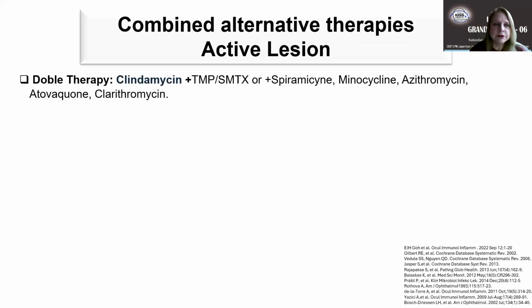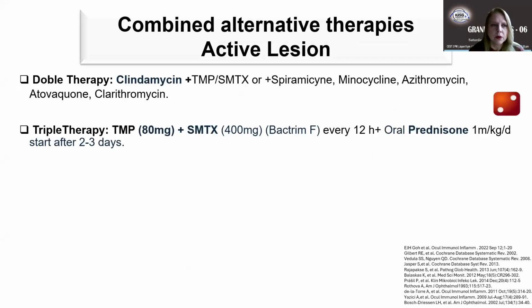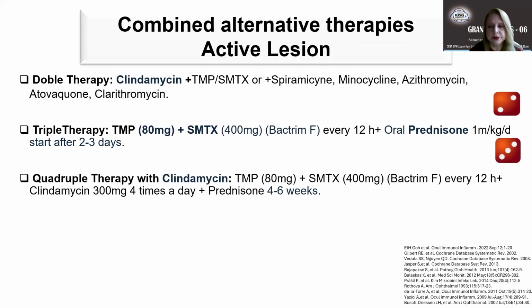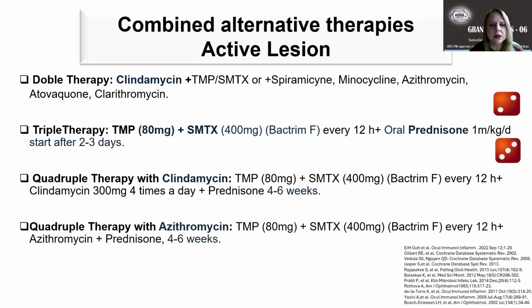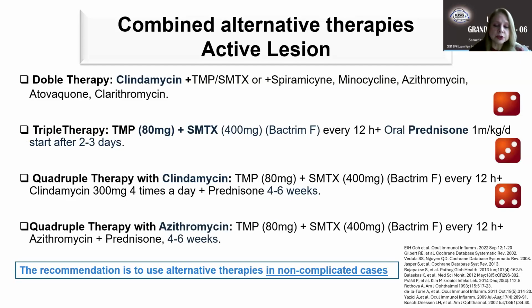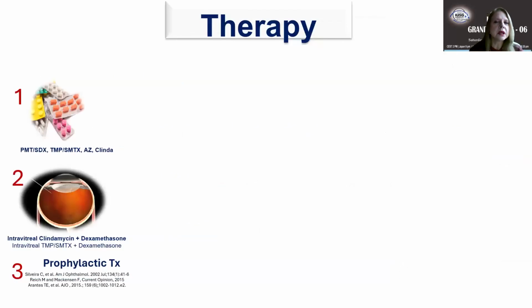Concerning combining alternative therapies for active lesions, we can have double therapy or triple therapy, quadruple therapy with clindamycin, or quadruple therapy with azithromycin. But the recommendation is to use alternative therapies only in non-complicated cases, or in case, for example, of allergy to sulfas.